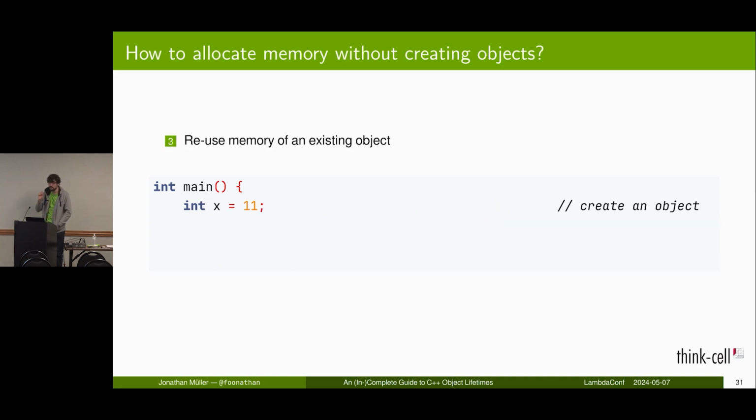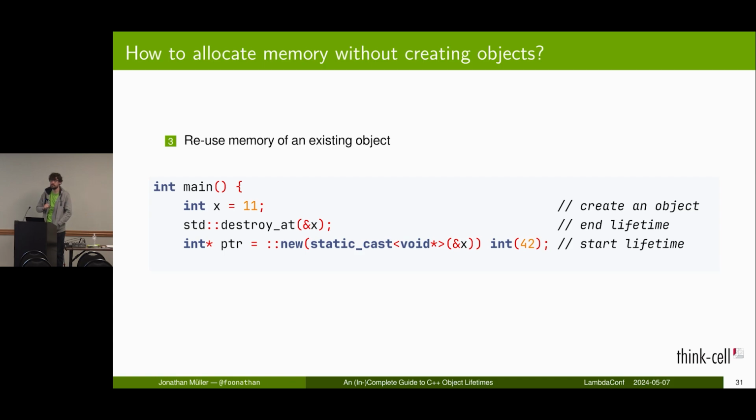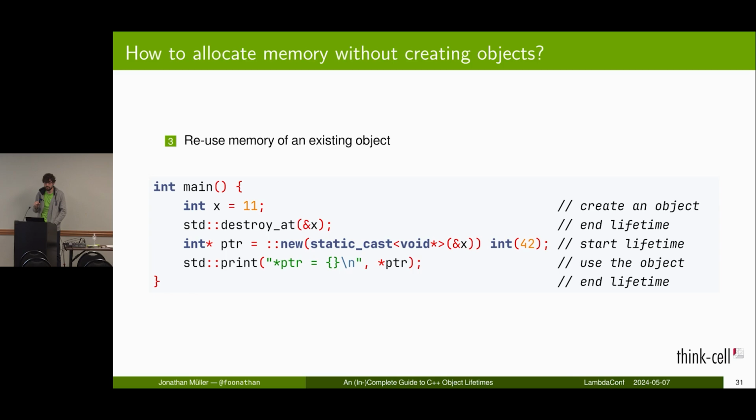Interestingly enough, we can also reuse the memory of an existing object. So here we're having our int x. This creates an object and starts its lifetime. We then destroy it, ending the lifetime. So now we're just having storage where an object used to be. We can then reuse that storage to start the lifetime of a different object, which we're then allowed to use. And then when we destroy it, we deallocate the storage and end the lifetime as before.